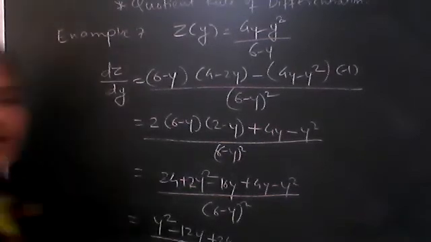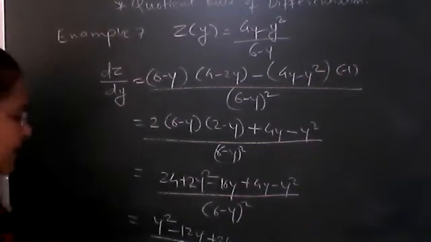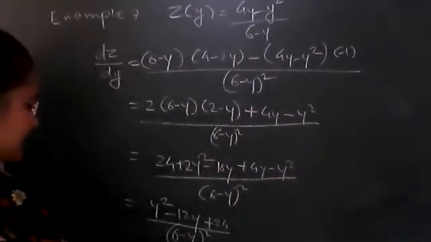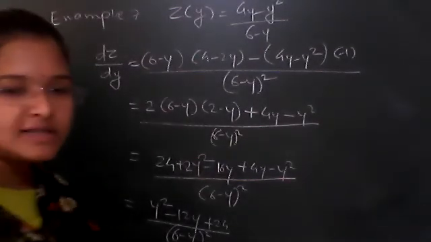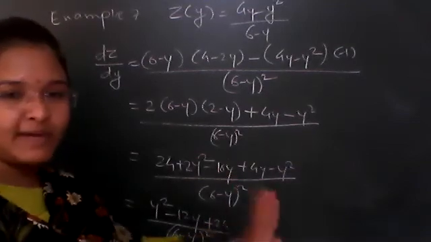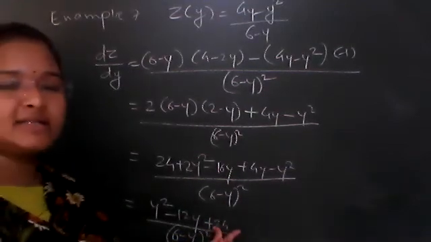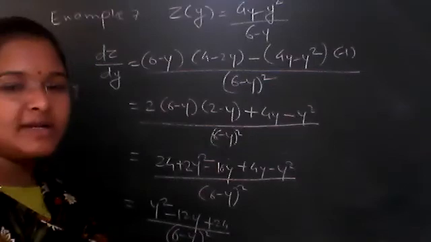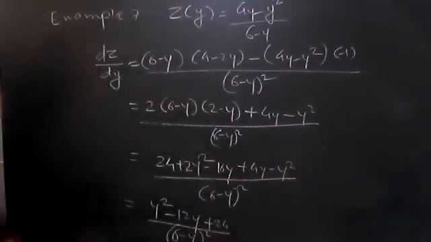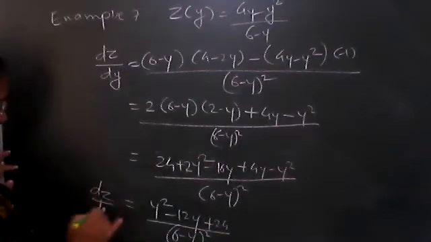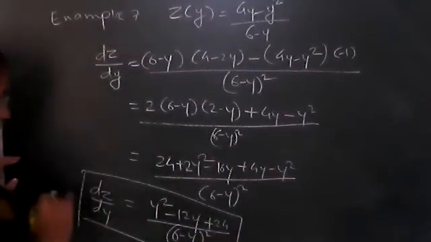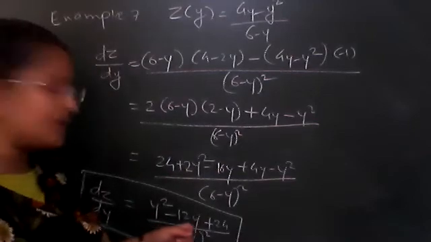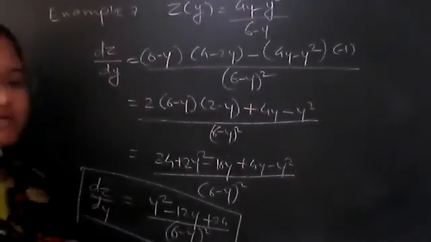Getting? Any doubt? Here in the expansion of 6 minus y whole square, we need plus 36. So if you want to make it a perfect square, you add and subtract 36 and separate the numerator, means separate the terms, divide by the denominator, and if you want you can keep it as it is also. Okay, let it be. So this is dz by dy. The derivative of the function z of y is y square minus 12y plus 24 upon 6 minus y whole square.